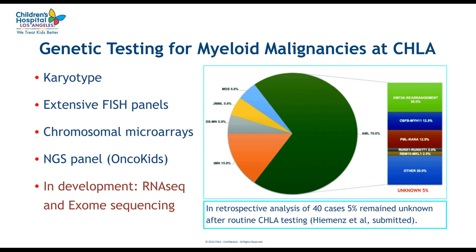We are in the process of validating RNA-seq for fusion detection, and we are also validating exome sequencing for DNA sequence variants. However, we are constantly looking for other options for doing more efficient clinical testing, because the goal is not only to be comprehensive, but also to be very efficient and to have good turnaround times as well as reasonable cost of our testing.